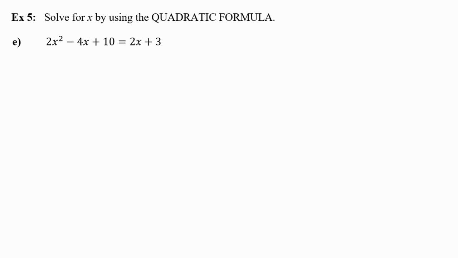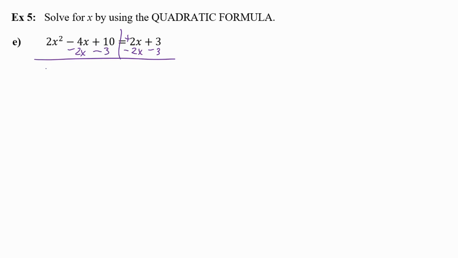All right, 5e, solve for x by using the quadratic formula. We want to make sure it's in standard form. It is not. So we need to get this positive 2x to the other side, so we're going to subtract it. Positive 3 to the other side, so we're going to subtract that as well. Put it underneath the 4x because they're like terms. Put it under the 10 because they're like terms.